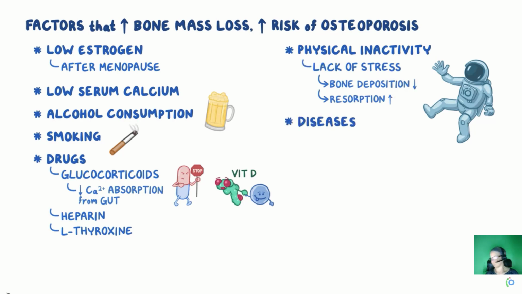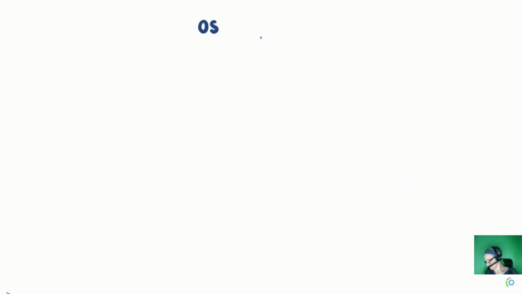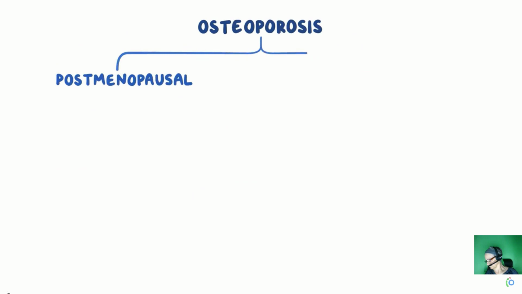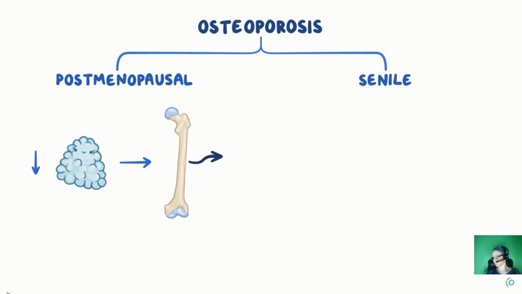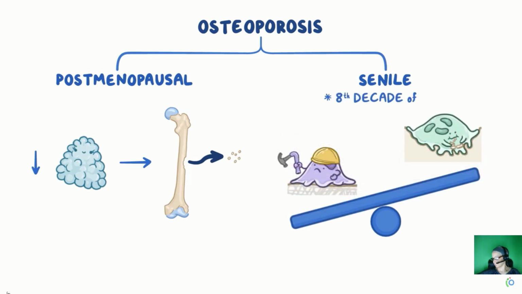There are also diseases that can cause osteoporosis, like Turner syndrome, hyperprolactinemia, Klinefelter syndrome, Cushing syndrome, and diabetes mellitus. Now, the 2 most common types of osteoporosis are postmenopausal osteoporosis and senile osteoporosis. In postmenopausal osteoporosis, decreased estrogen levels lead to increased bone resorption. With senile osteoporosis, on the other hand, it's believed that osteoblasts just gradually lose the ability to form bone, while the osteoclasts keep doing their thing unabated. So, bone resorption usually overtakes bone formation around the 8th decade of life.